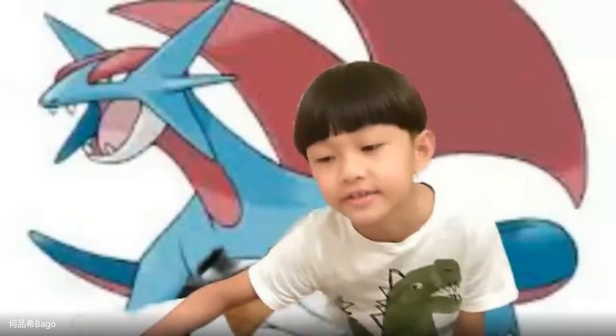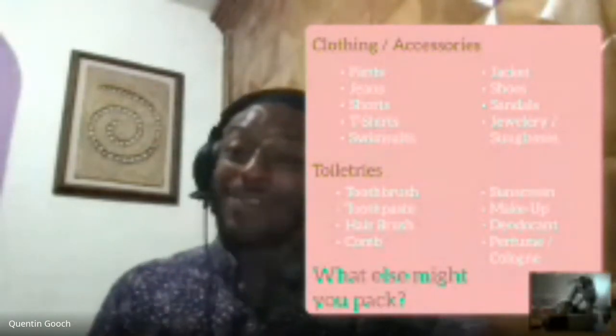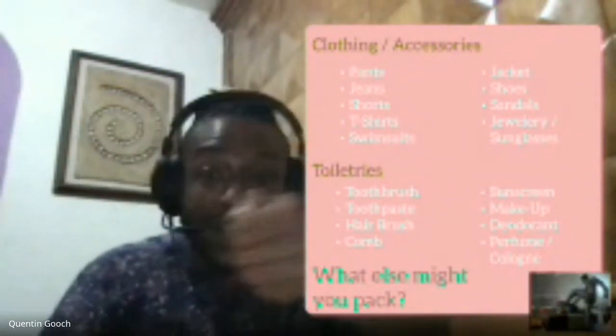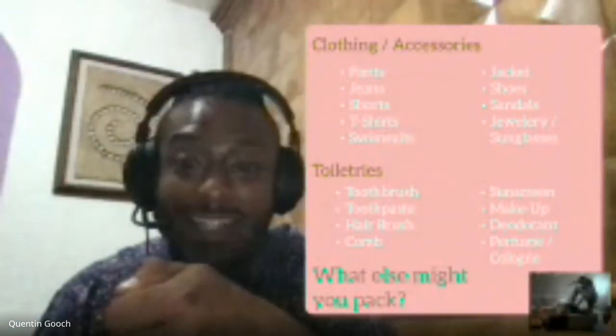A flashlight. Oh, if you're going camping, maybe a flashlight so you can see in the dark.